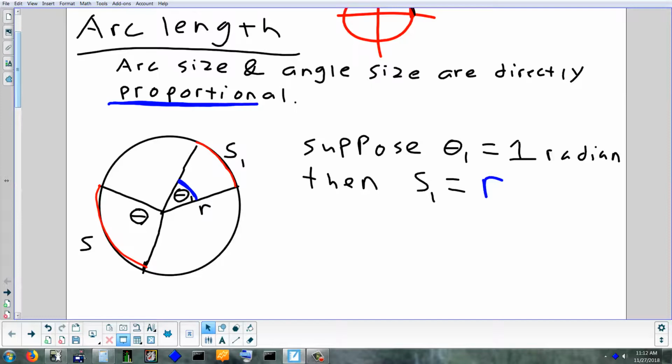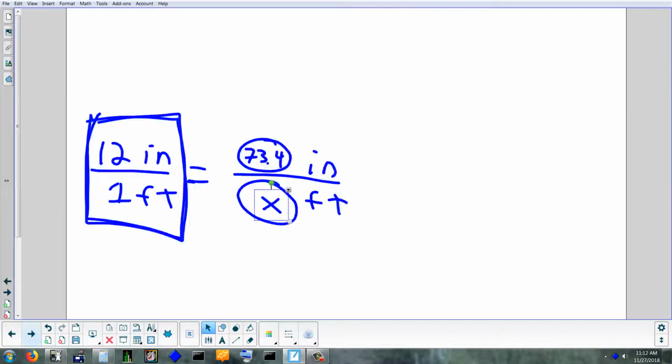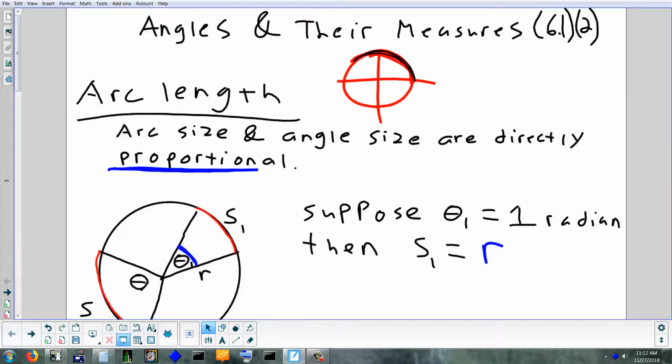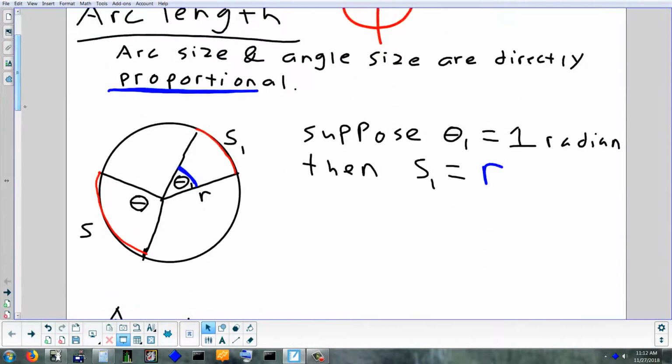So if you say to me, well, what if theta 1 isn't 1 radian? Well, what if you decide not to put a 12 here? You could put a 24. You could put a 36. You just have to know the facts that go with it. I chose a 1 because 1 is an easy number to work with, and this is the fact that goes with it. If theta 1 is 1 radian, then the arc equals the radius. That's just a definition. Okay, so now let's set up a proportion.